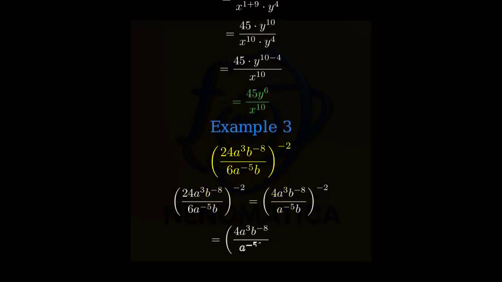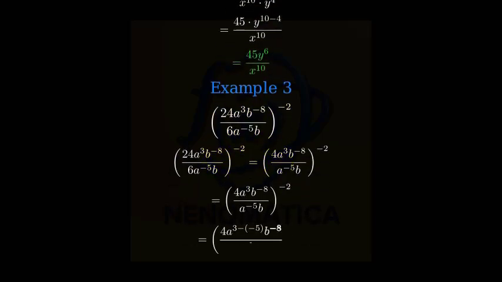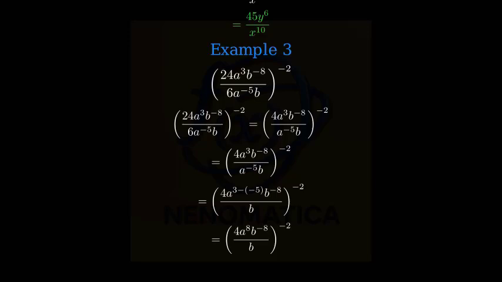Now, let's deal with the variables and their exponents. For the a terms, we have a cubed in the numerator and a to the power of negative 5 in the denominator. Using the law of exponents for division, we get a to the power of 3 minus negative 5, which is a to the power of 8.